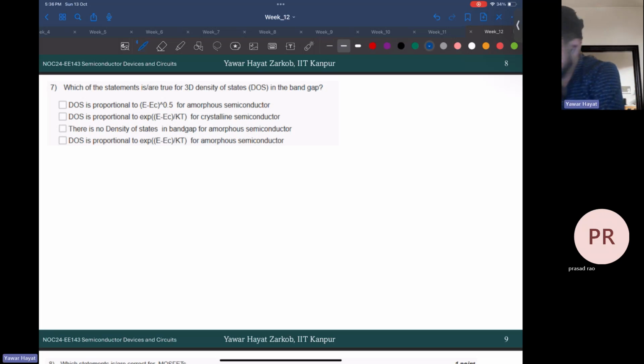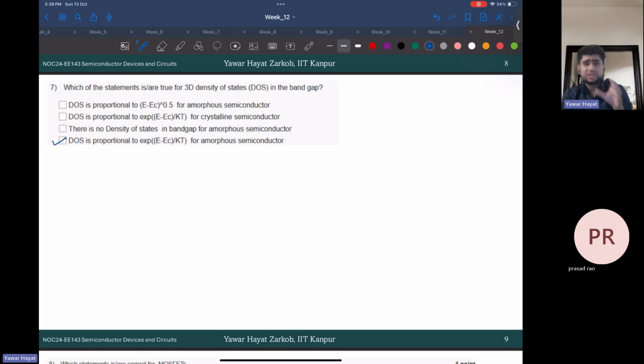So is the DOS proportional to E minus EC raised to 0.5 for amorphous semiconductor? No, this is not correct. Is the DOS proportional to exponential of E minus EC by KT for a crystalline semiconductor? No. For a crystalline semiconductor, that is not the case. There is no density of states for band gap for amorphous semiconductor. That is also not the case. And the last one is the option that is correct.